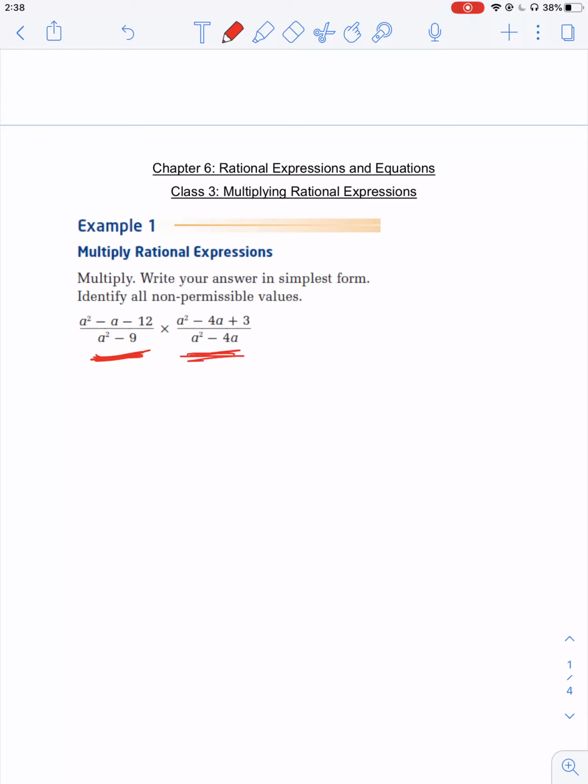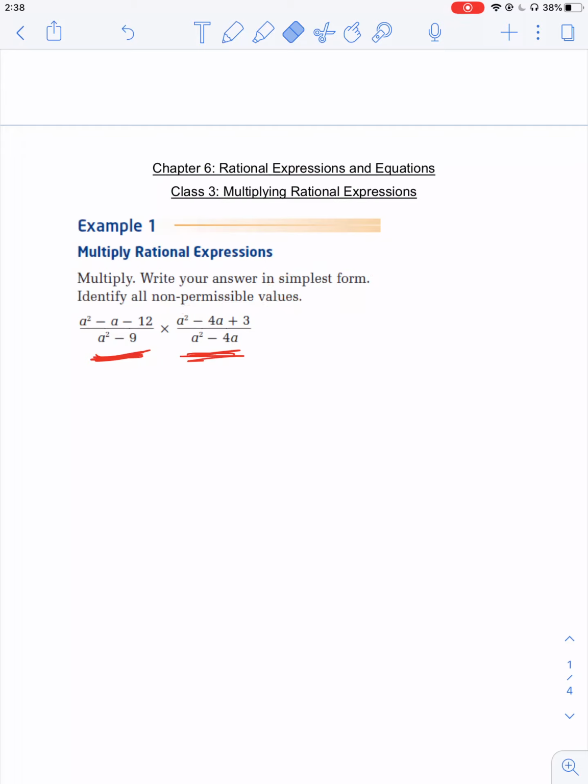To find the non-permissible value, you only have to factor the denominator, but I'm gonna factor everything, because I will have to do that eventually to simplify, right? But if the question was just find the non-permissible values, then don't factor everything, just factor the denominator, okay? So let me just factor everything.